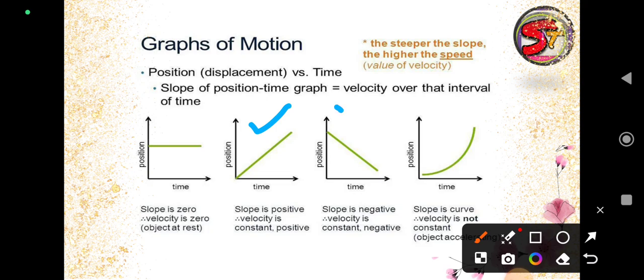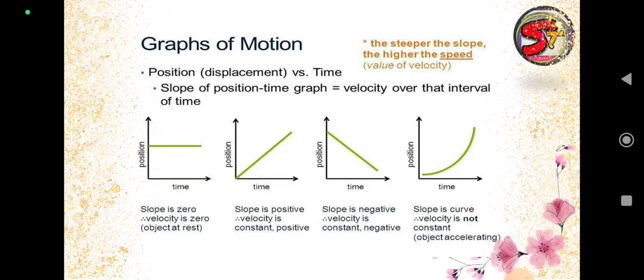What happens if the slope is negative? As we have seen, velocity is a vector concept, which means velocity may be positive, negative or 0. Here negative means the slope may be negative. A negative slope means the velocity is still constant but opposite in direction. Therefore, the graph comes downwards, as shown here in this third figure.